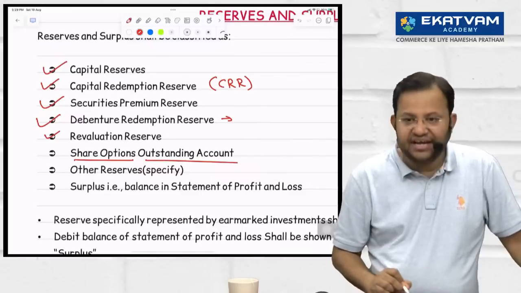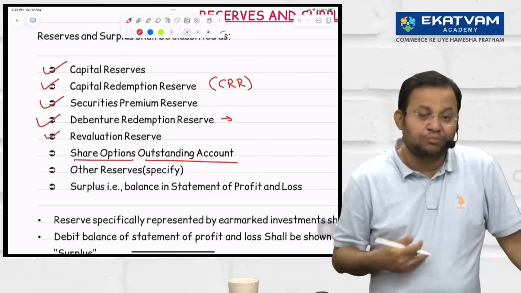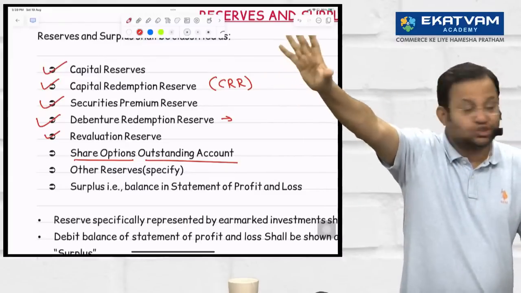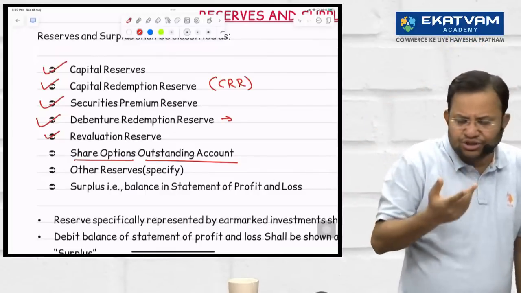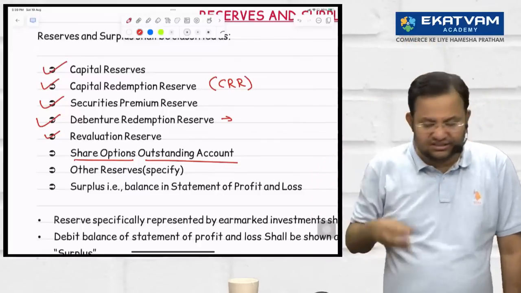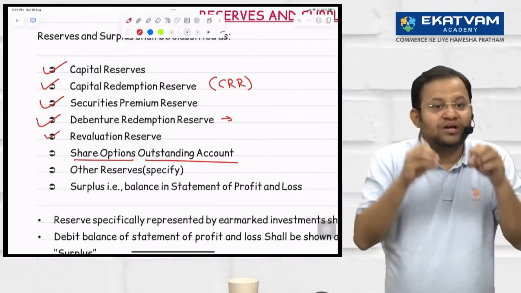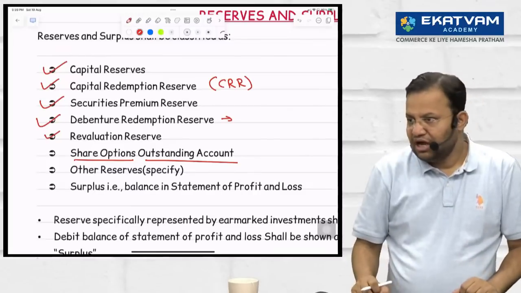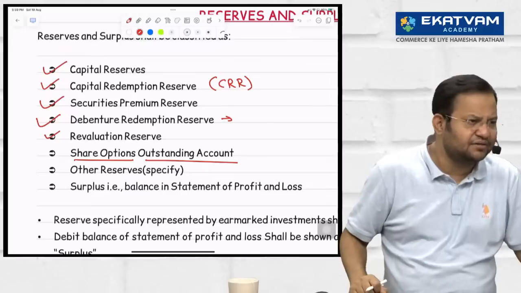Share options outstanding account. This comes up when you give ESOP. ESOP के टाइम पे आता है. ESOP is employee stock option plan. I have given ESOP. Have I given you shares? No. When will I give shares? In future, after 2-3 years, if you fulfill certain conditions. During those 2-3 years, I have to debit a cost in my profit and loss account.